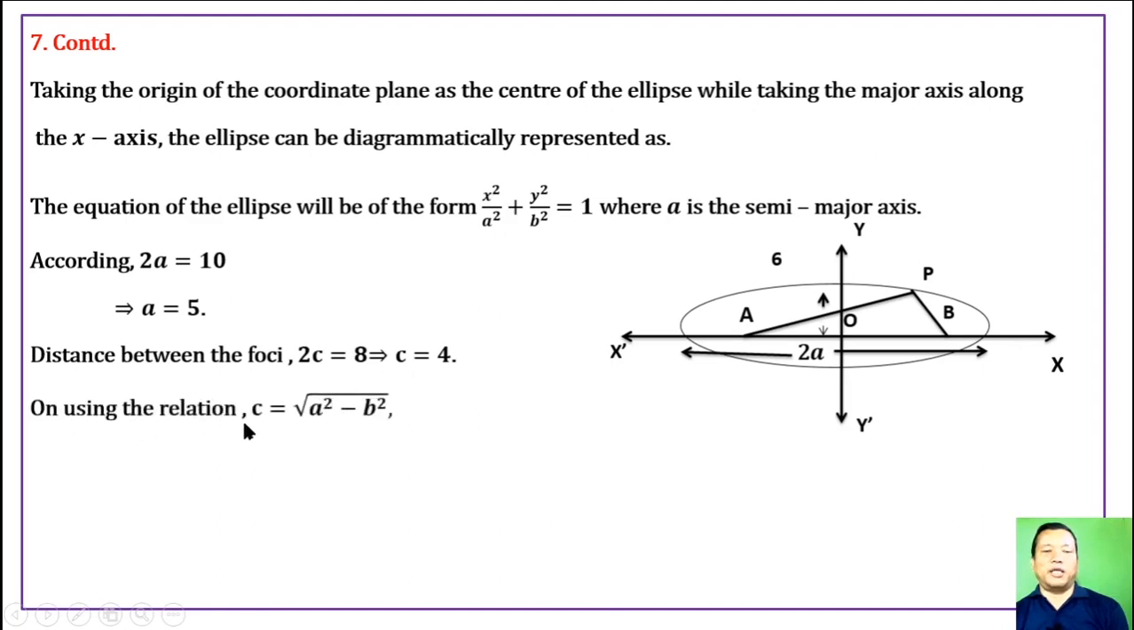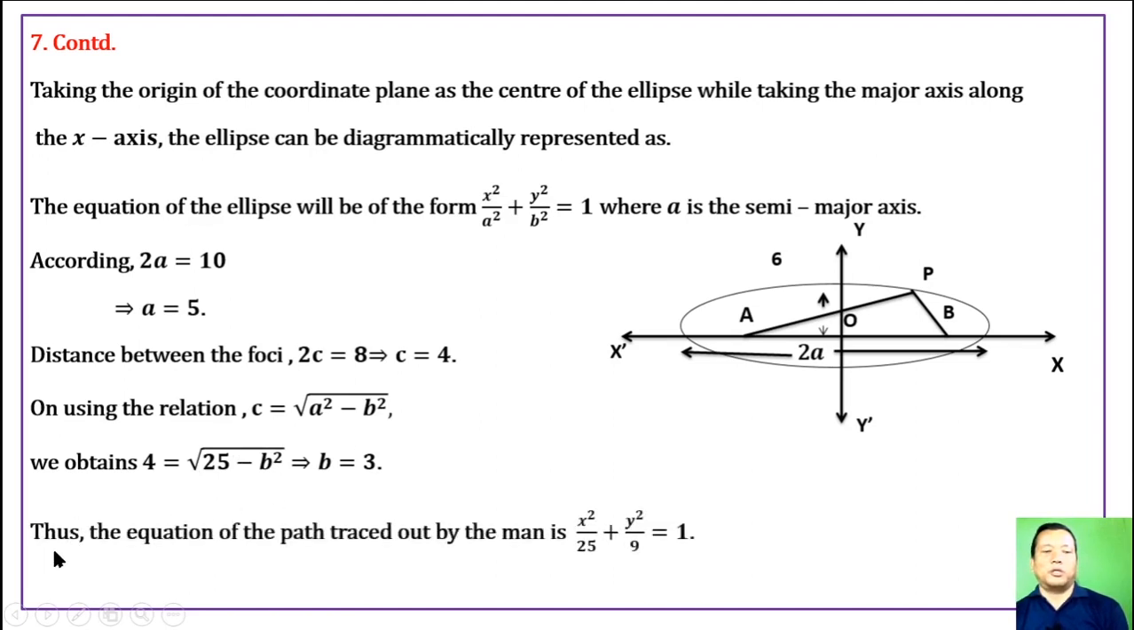On using the relation c equal to square root of a squared minus b squared, we obtain 4 equal to square root of 25 minus b squared, so b equal to 3. Thus, the equation of the path traced out by the man is x squared by 25 plus y squared by 9 equal to 1.